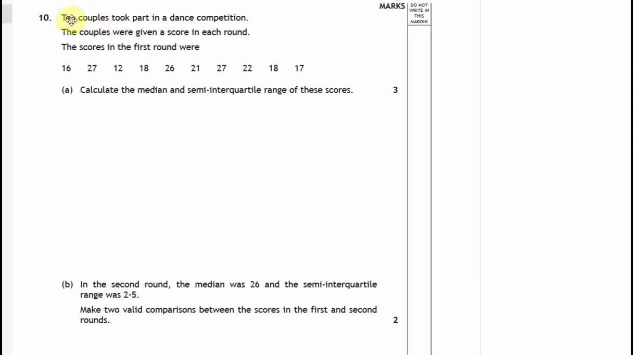Okay, question 10. 10 couples took part in a dance contest. Couples are given a score in each round, and the scores in the first round were this. So, pretty big scores. Presumably, it's out of 100 and they're all rubbish, or it's out of 30 and they're still a bit rubbish. But yeah, calculate the median and semi-interquartile range of these scores.